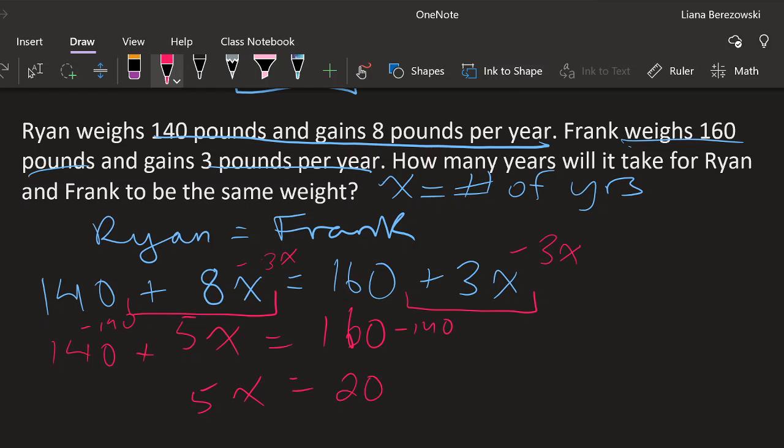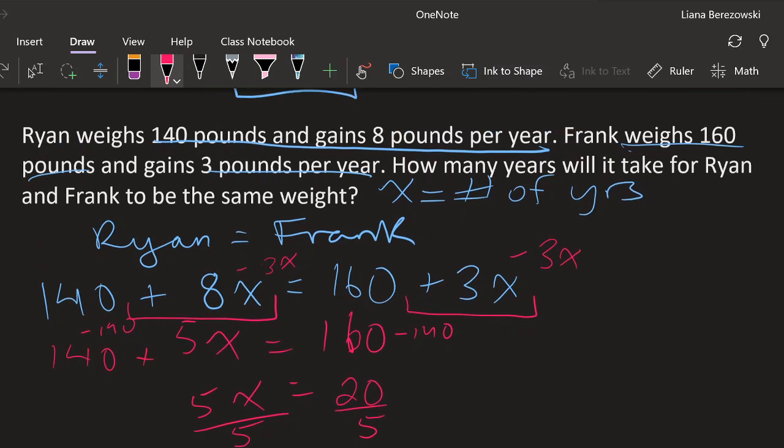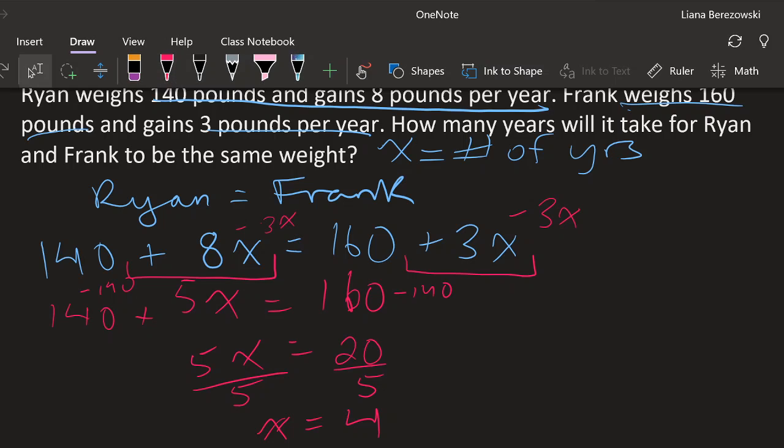And then last thing we need to do, right now our x is being multiplied by 5. Opposite of multiplication is division, so divide both sides by 5, and you end up with an answer of x equals 4. So X represents number of years. So at this rate, with Ryan gaining 8 pounds per year, Frank gaining 3, it's going to take them 4 years until they weigh the same amount.